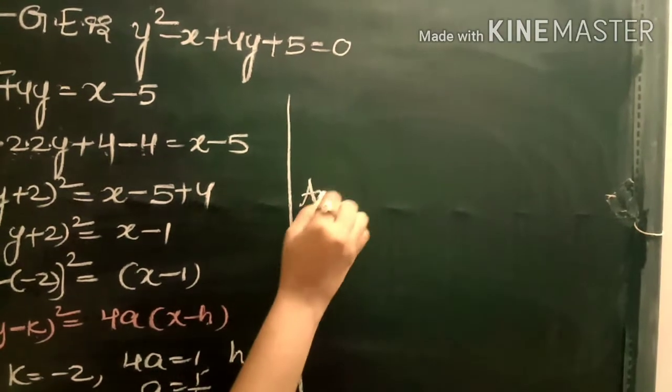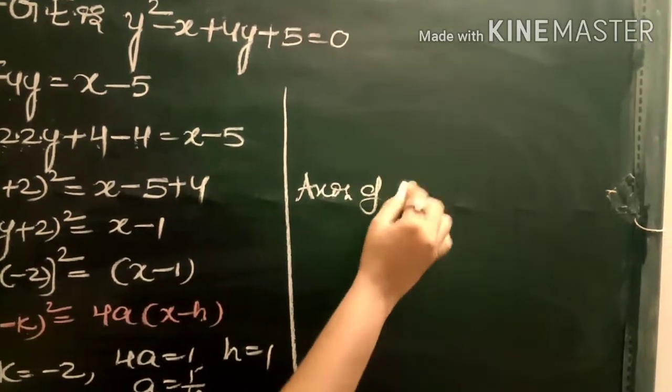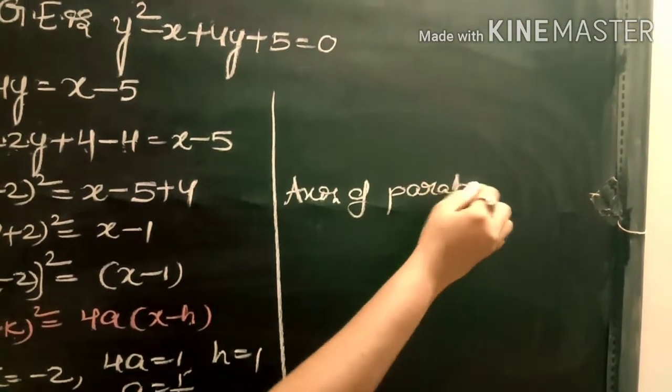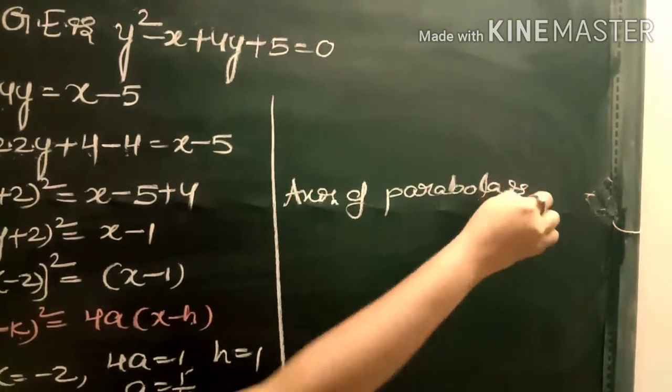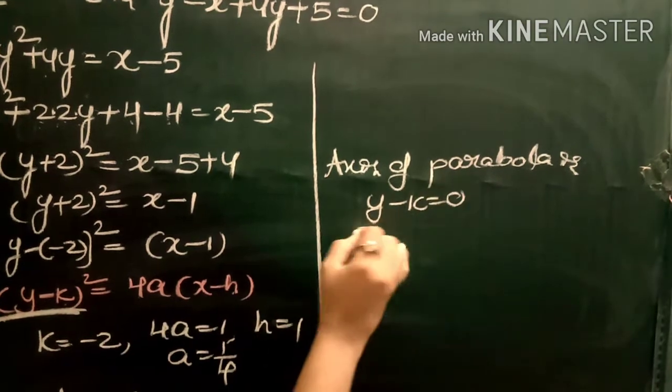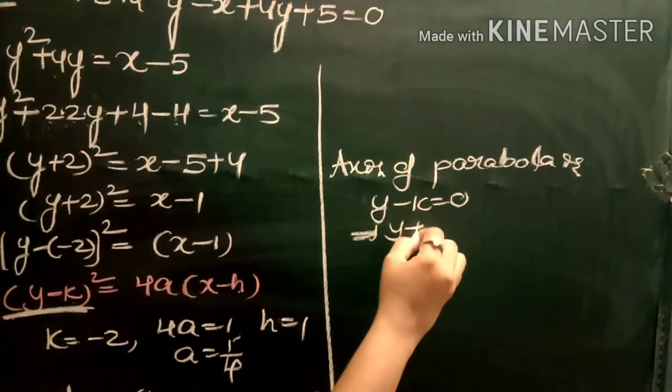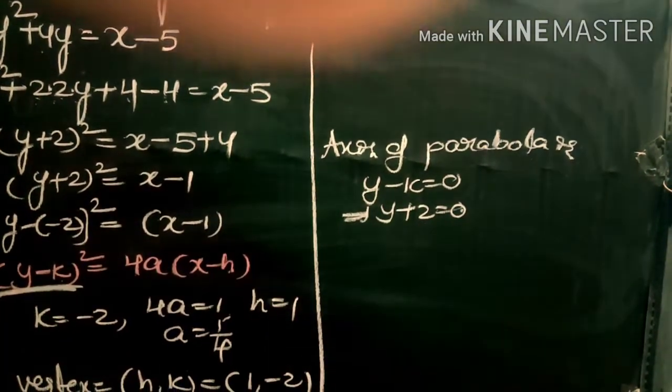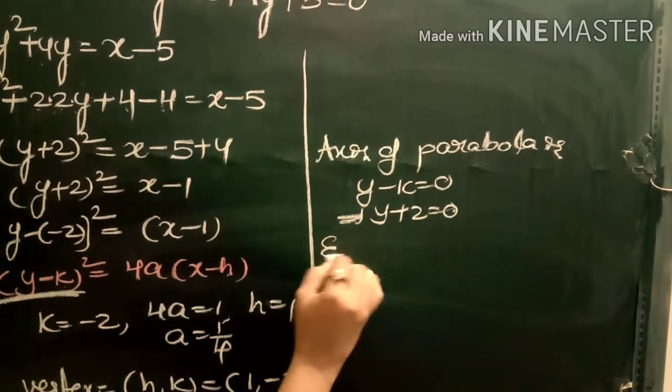Axis of parabola. Axis of parabola is the formula. Axis of parabola means we take the left hand side value, that is y minus k is equal to 0. That is y minus k value minus 2, so y plus 2 equal to 0. This is the axis of parabola. And the last one, equation of directrix.